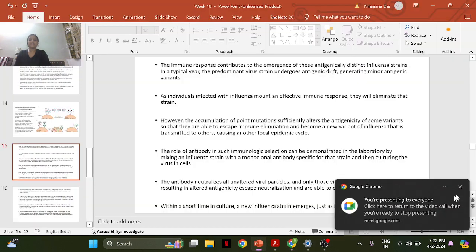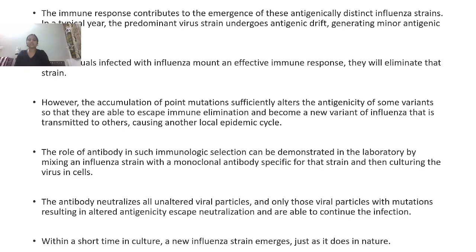So that antibody can neutralize the particular influenza strain. But suppose there is some mutation and some new strains have come up, then that antibody cannot bind to that particular new strain. So what happens? The antibody can neutralize all the unaltered viral particles, and only the viral particles with mutations will survive, because they escape this neutralization by the antibody and are able to continue the infection. So within a short time in culture, you can identify a new influenza strain, and see how it emerges in nature.